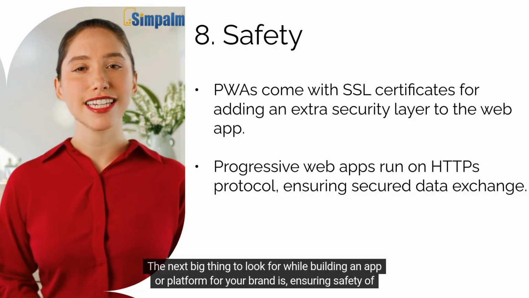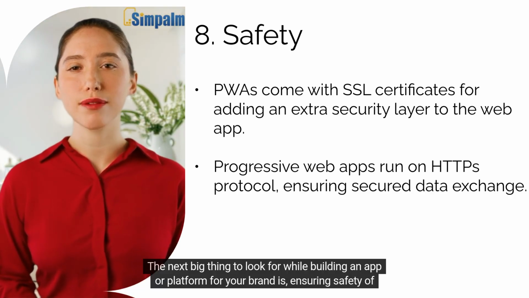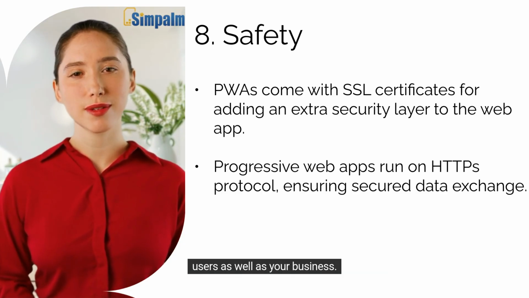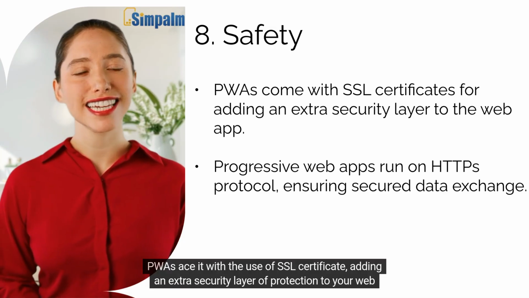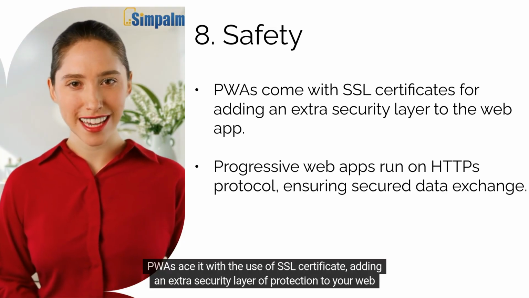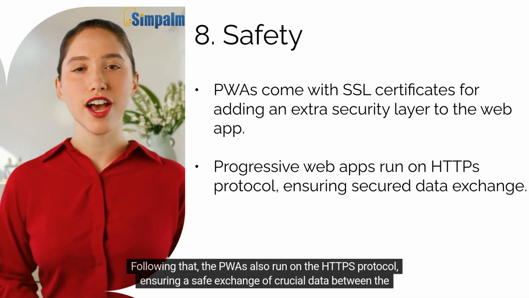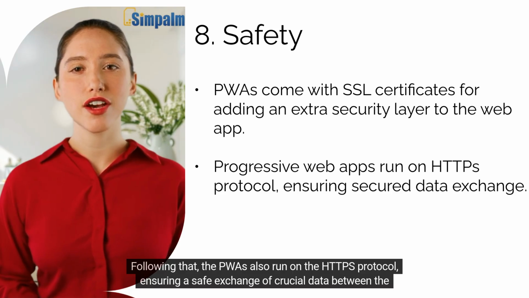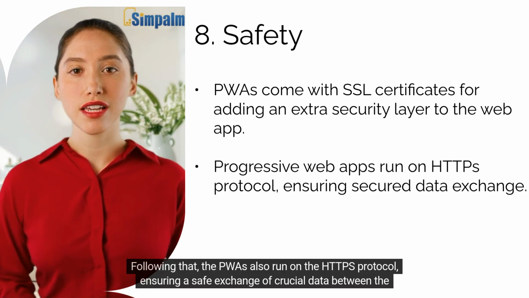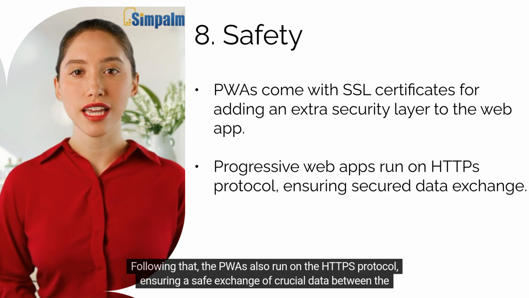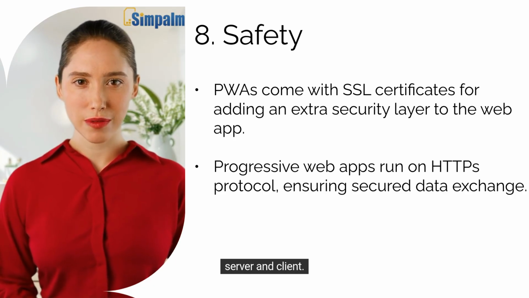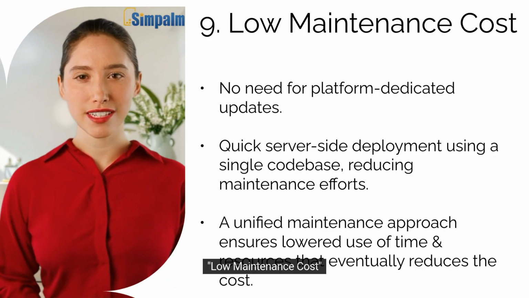Safety. The next big thing to look for while building an app or platform for your brand is ensuring safety of users as well as your business. PWAs ace it with the use of SSL certificate, adding an extra security layer of protection to your web app. Following that, the PWAs also run on the HTTPS protocol, ensuring a safe exchange of crucial data between the server and client.